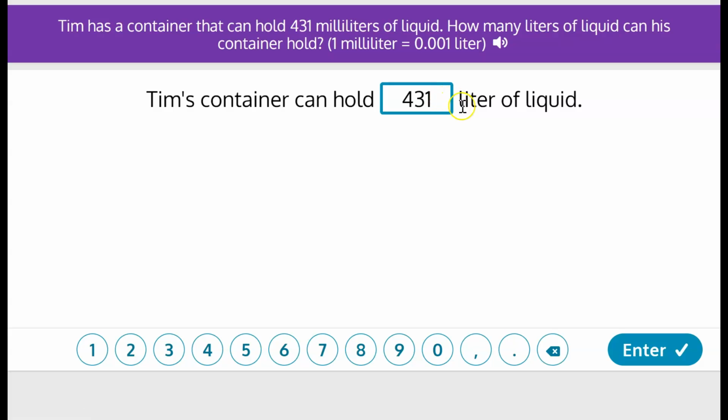We know that 1 times anything is itself, so 431. There are 1, 2, 3 places after the decimal in our conversion, so there should be 3 places after the decimal in our answer. Hope this helps.